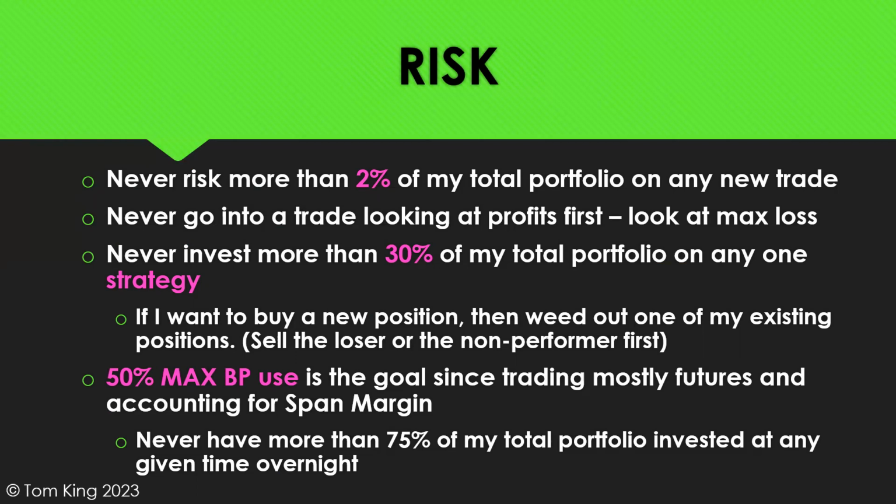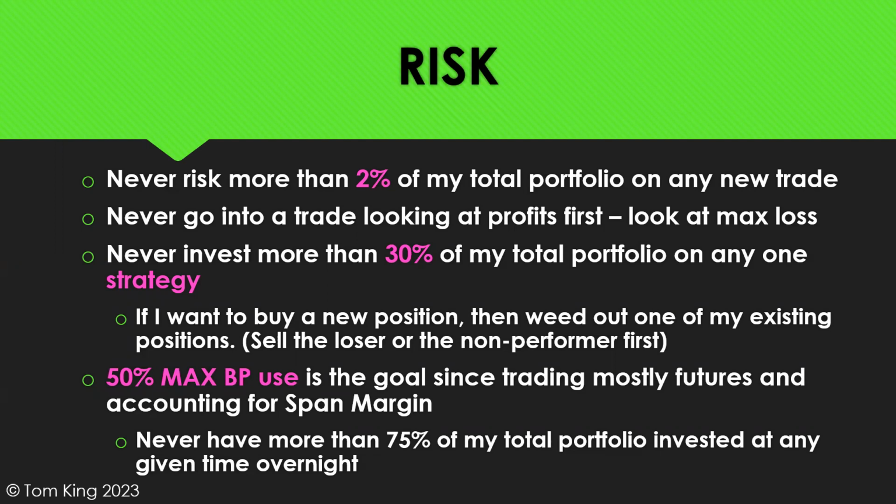Another risk rule for me is never invest more than 30% of my portfolio in any one strategy. Now, I use a variety of different strategies. I'm big on the 1-1-2 trades that I had created. I'm big on strangles on futures. I'm big on leap puts and some other trade strategies. I don't want to go all in on any one strategy, so I won't invest more than 30% of my portfolio, buying power-wise, in any one strategy.